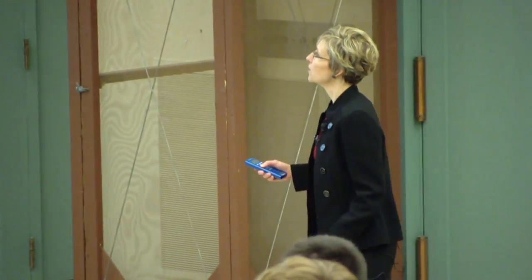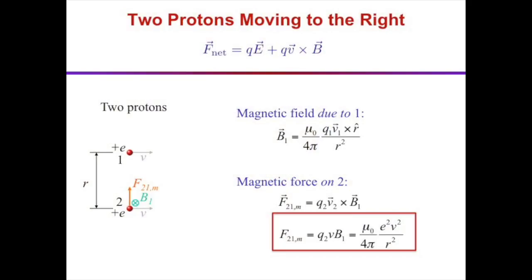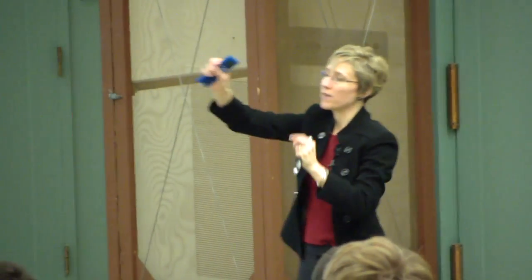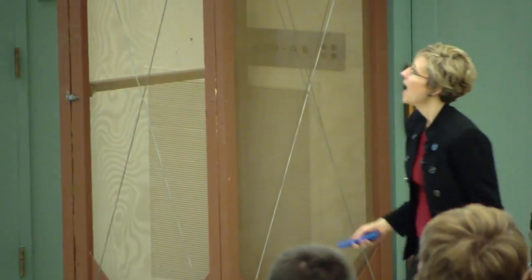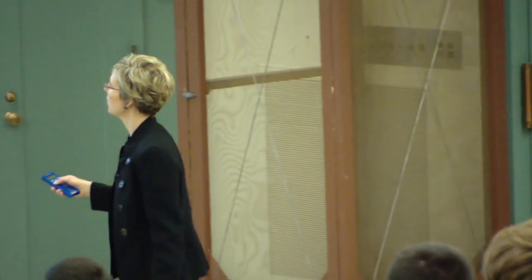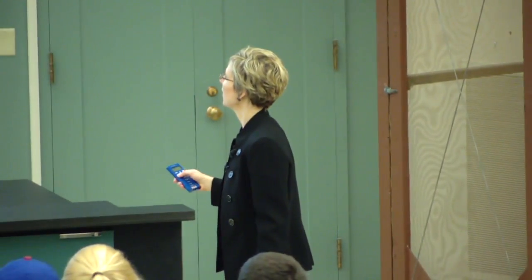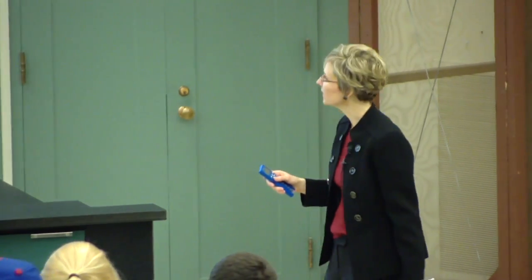That was no surprise. Okay, there's a magnetic force, so let's calculate that, and then we're going to let these duke it out and see which one wins. So we have a magnetic field. Again, I want to calculate the effects on particle 2. Particle 1 puts out its electric field, and because particle 1's moving, it also puts out a magnetic field. That magnetic field, due to the moving particle 1, is mu naught over 4 pi, Q1 V1 cross r hat over r squared.